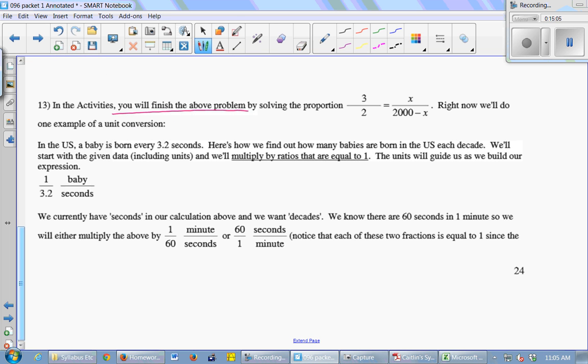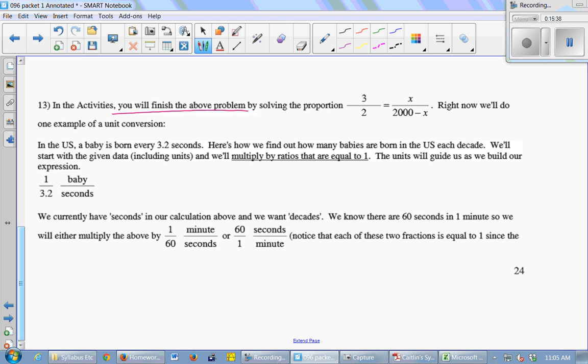Okay, so now we're going to do one example of a unit conversion, coming back to units. Okay. In the US, a baby is born every 3.2 seconds. So here's how we find the number of babies that are born in the United States each decade. How many babies are born in a span of 10 years? So we're going to start with the given data, including units, right? 1 to 3.2. Units are babies to seconds, right? One baby every 3.2 seconds. Set that up as a ratio.